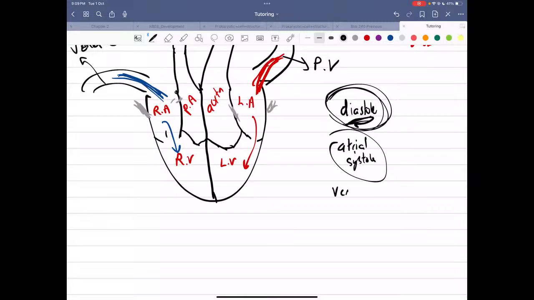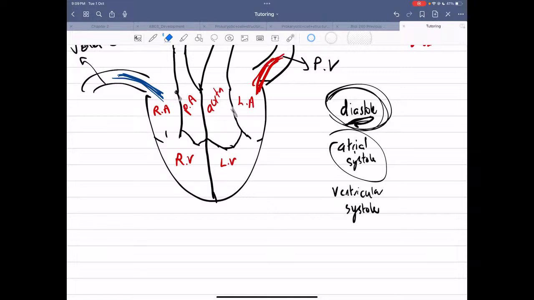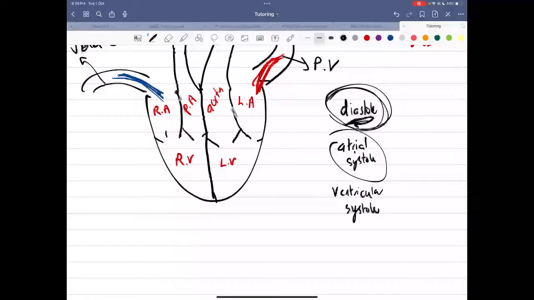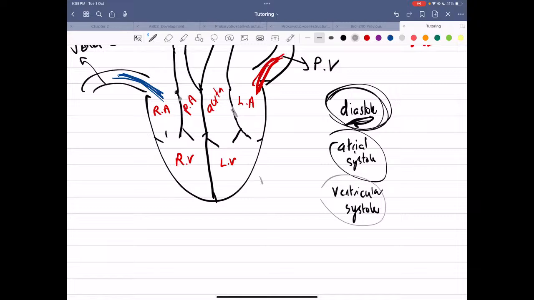We have ventricular systole. Again, systole is contraction. Ventricular systole, so we're contracting the ventricles. So let me erase this. Now, what do we have? We said our ventricles are contracting. So we already had some blood here.